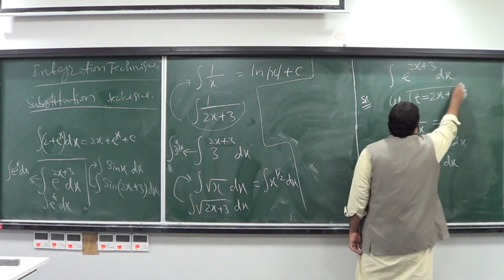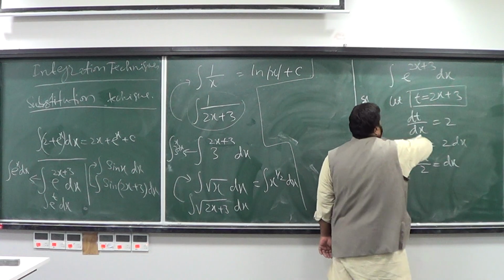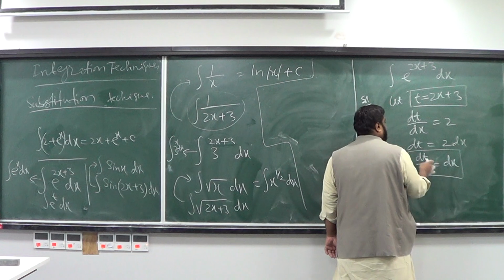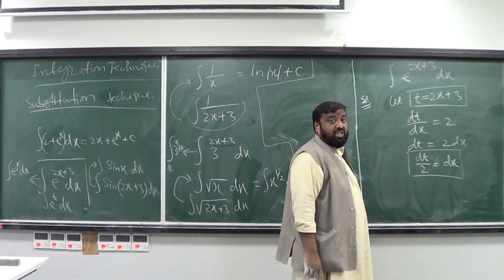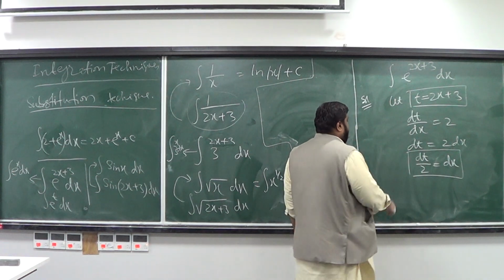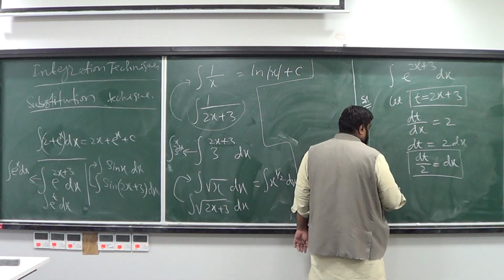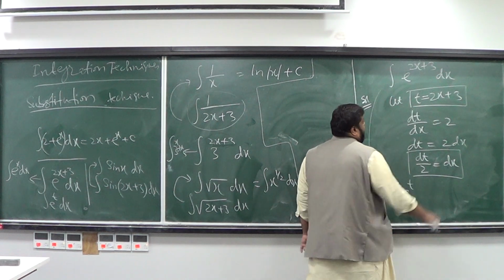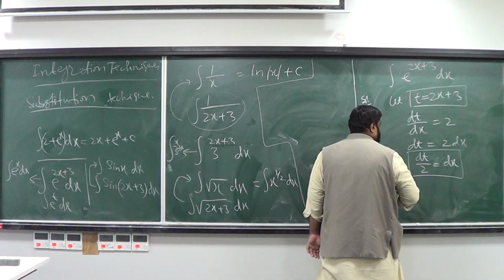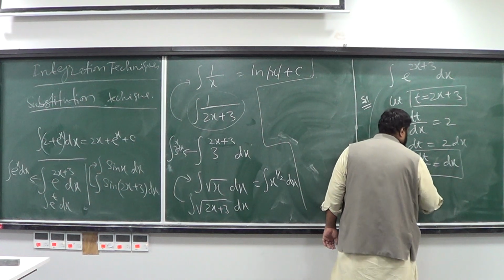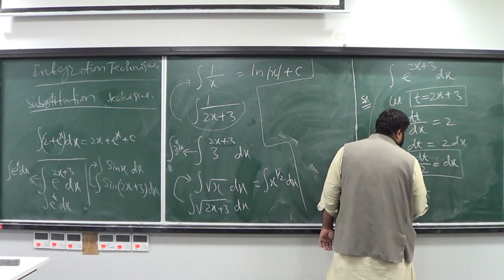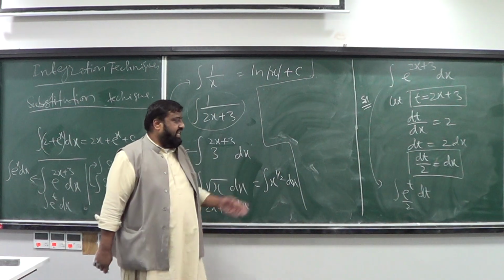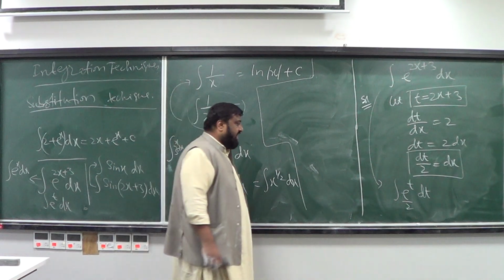So we now have an expression to convert 2x plus 3 into t, and also an expression to convert my differential into the differential of t. So if I now reshape this function, this will become e to the t, and this dx will become dt by 2. So this is going to be e to the t dt divided by 2. And now how are you going to integrate it?